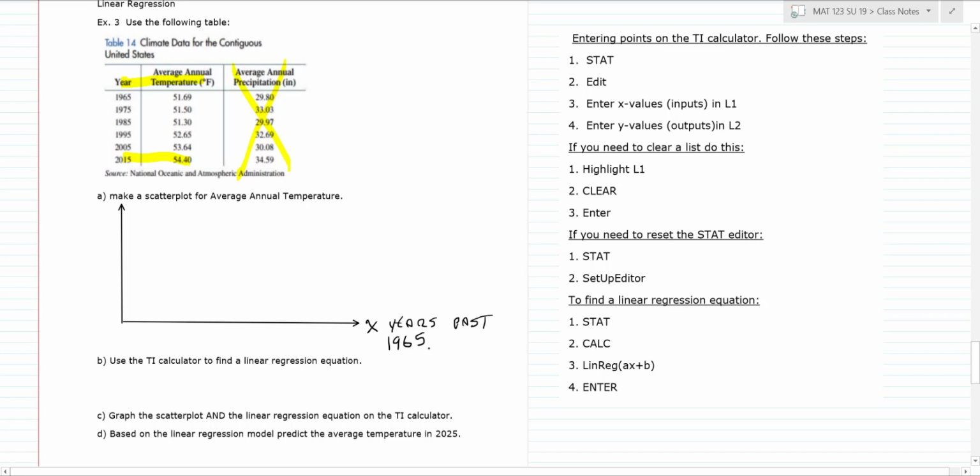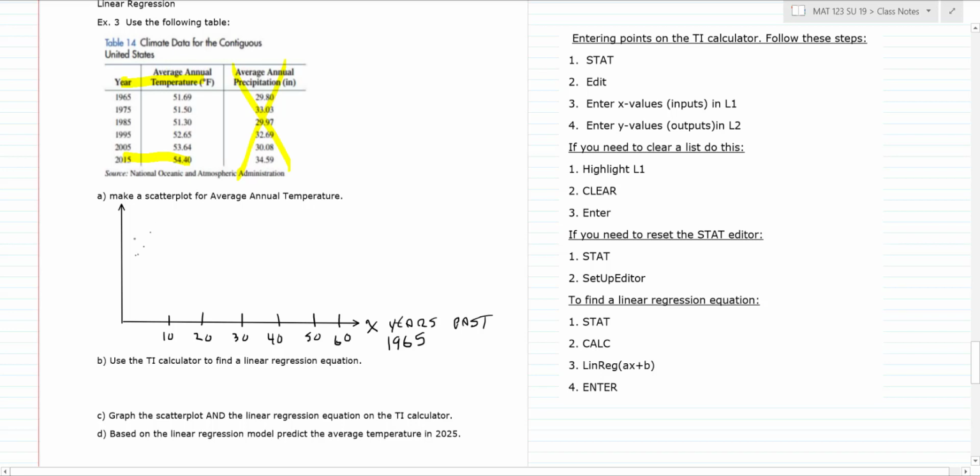Okay, it's better to do that than to actually start your graph at 1965. By doing that, we're just going to go every 10 years. So we'll just go 10, 20, 30, 40, 50, and then 60. So 1965, 60 years later is the year 2015.